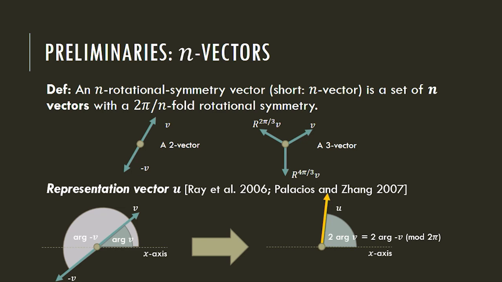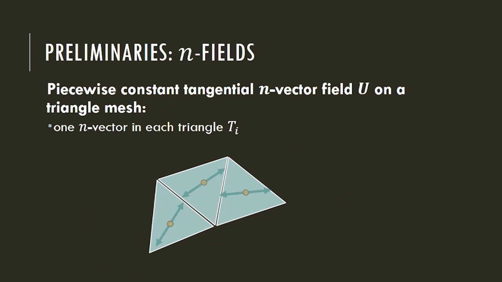And this sort of holds for all 2 vectors, and when you replace the 2 by an n, it holds for all n vectors, and this is also a bijection. So every representation vector corresponds to a 2 vector or an n vector. So this allows us to replace these sets of n vectors with a single representation vector.